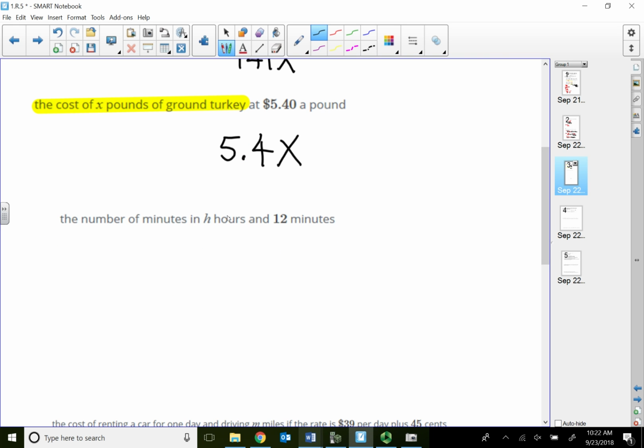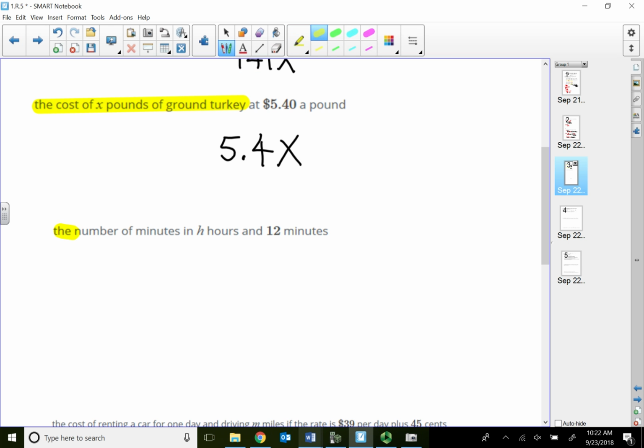All right. Now this is a little bit tricky. Got to be very careful. The number of minutes. So my answer needs to represent the minutes in h hours and 12 minutes. Think about this. If h is 3 hours, 3 hours and 12 minutes, the way we figure it out is take 3 times 60 minutes for 1 hour, and then plus an additional 12 minutes.